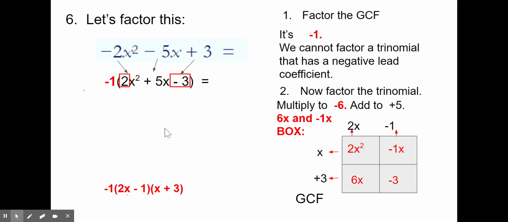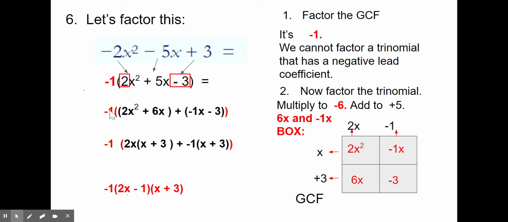If you want to try the grouping method, you can replace positive 5x, like we did yesterday, with 6x and negative 1x. Group 2x squared plus 6x and group negative 1x minus 3 and pull out the GCFs. Notice how I'm bringing the GCF down at every step. So that negative 1 comes down and just sort of hangs out there to the side. So 2x squared plus 6x, GCF is 2x, and the resulting binomial is x plus 3. I can't pull out a GCF of negative 1x minus 3, except I need to pull out a negative 1 to make sure that that lead coefficient is positive.